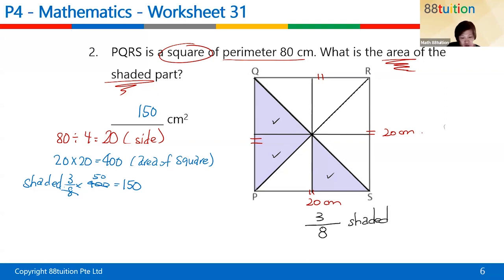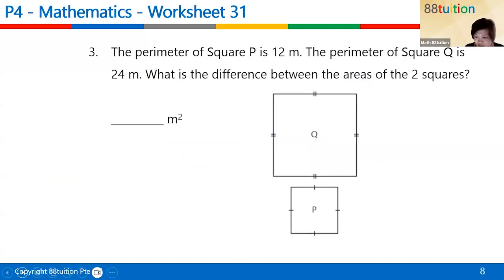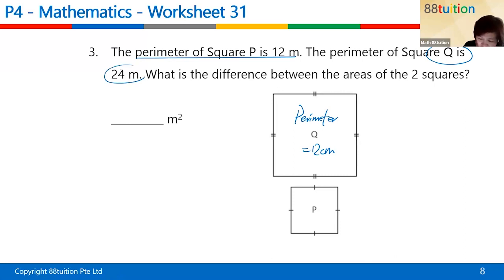Okay. Question number 3. The perimeter of the square is 12 cm. And the perimeter of Q is 20.